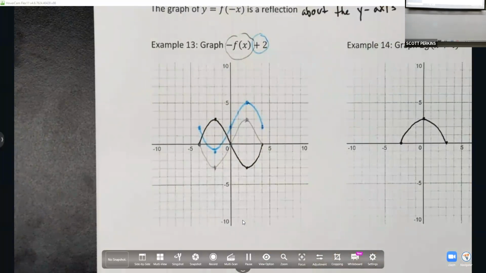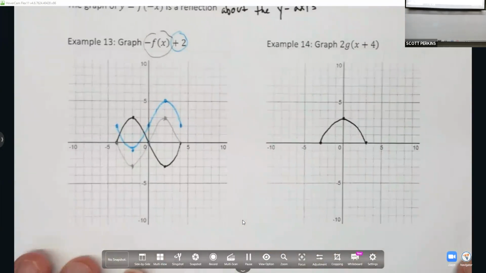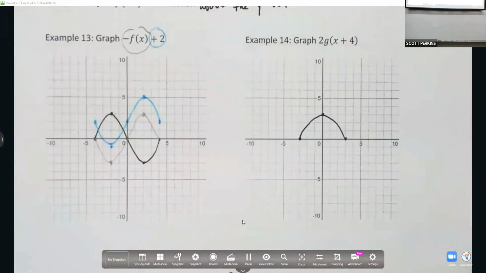Next one, example 14. It's the same sort of thing. It's just not a negative. It's 2 times g of x plus 4. So once again, somehow lighter to distinguish it, do the 2 times g of x graph first. And then once you've done that, determine what does that plus 4 do to the graph. So do it in phases.